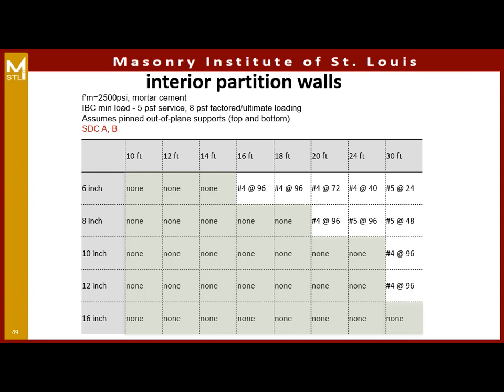And what we see is that there are a lot of combinations here of block size and wall height where we don't need any reinforcing at all. Again, this wall is not taking any structural loads. So with an 8-inch block, even up to 18 feet, for our partitions, we don't need any reinforcing, again, provided we're in a low seismic area and we have that pin support at the top.